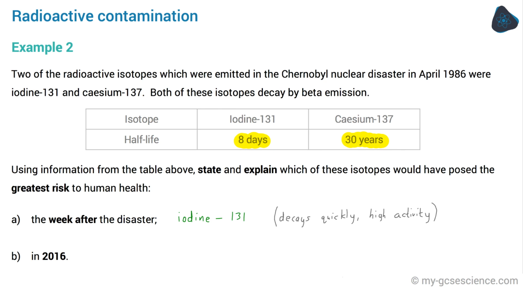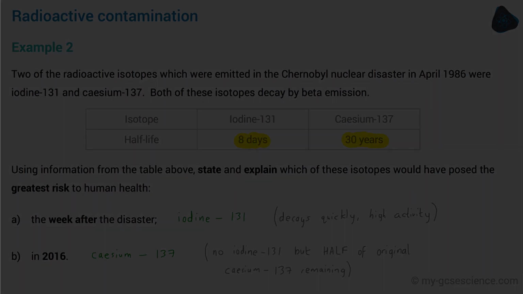The answer for part B then is cesium-137. It's very unlikely that there'll be a single iodine-131 nucleus from the disaster remaining after this time, but the amount of cesium present will only have fallen to half of its initial level, meaning that it will continue to pose an ongoing health risk in the affected area.